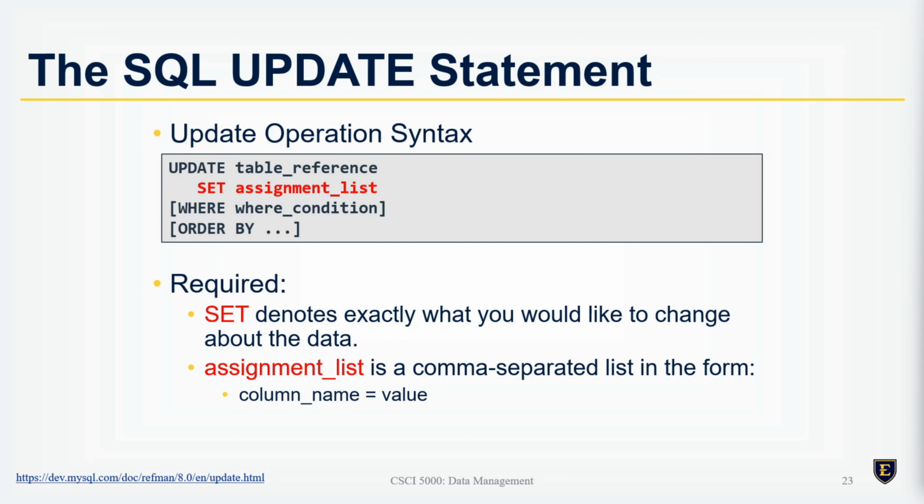Next, also required is the set keyword, which denotes that you want to set a particular thing in the table. The assignment list is a comma-separated list that is in the form of a column name equals a value. That value can be from another column. It can be a literal value like a string in single quotes. It could be a date in single quotes. It could be an integer, or it could be a floating point number or a decimal number.